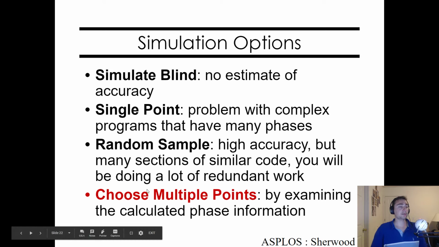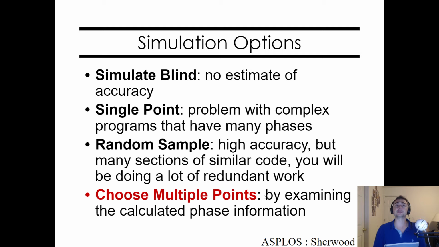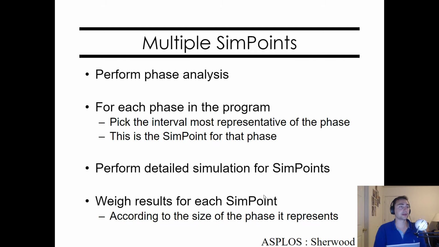And then, rather than random, what about choosing multiple points, choosing unique parts of execution? You do this by examining the calculated phase information that we've been building up this entire time. For multiple sim points, you perform the phase analysis that we've introduced already. For each phase in the program, pick the interval most representative of the phase, and this is the sim point for that phase. You'll have a lot that are very similar, and you basically score them by some metric and say, this is the one I'm going to pick. So you really only need to do detailed simulation on this particular point.